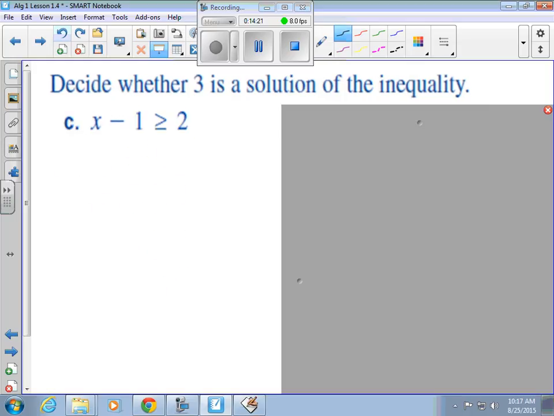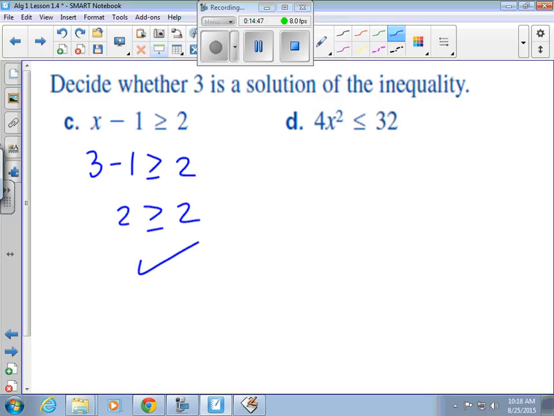Take 15 seconds. When you plug in 3 minus 1 is greater than or equal to 2. 2 is greater than or equal to 2. 2 is not greater than 2, but 2 is equal to 2, and that's why that one is a solution because it has that. One more. Try this one. 4x squared is less than or equal to 32. Same number, same 3. See if it's true.